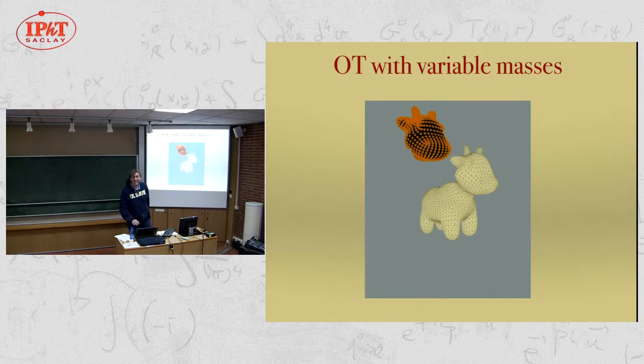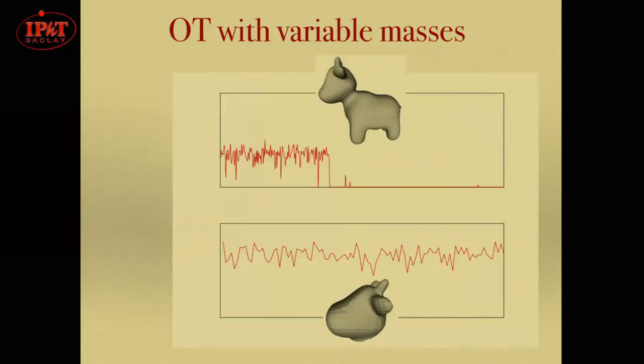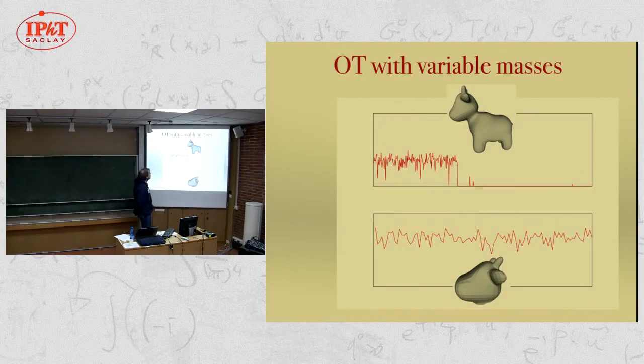What about our head with our cow? Now it keeps the head, it doesn't blow it, and it makes it fit with the head of the cow. So it found a partial match. And just to show you, these are the values of the mass that you find, the converged value of the mass. On the cow, these are the points corresponding to the head. These are the other points. And on the head, this is the whole distribution of mass.